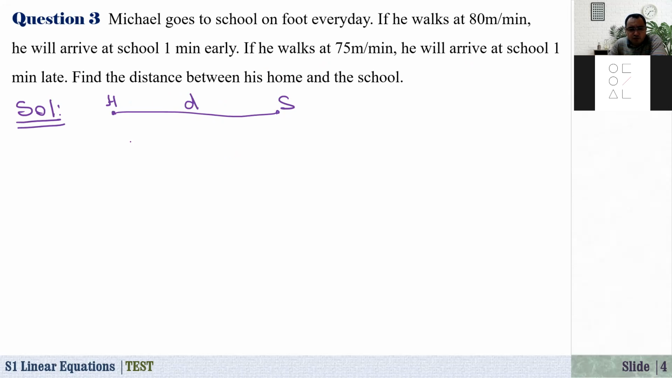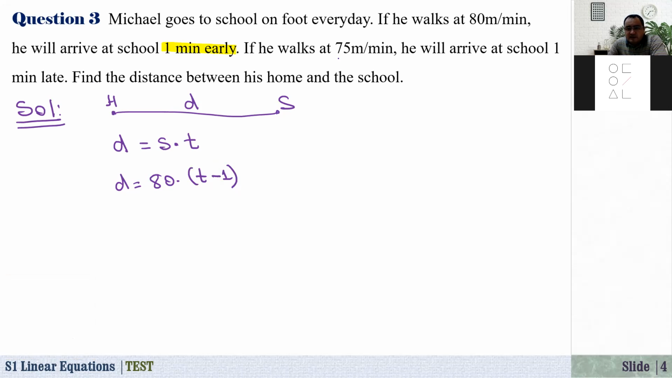Okay. So what is the usual time? His usual time is, if he walks at the speed of s meters per minute, he will arrive at school in t minutes. But the question is saying that for the same distance, if he walks at 80 meters per minute, he will arrive at school 1 minute early. That means that 1 minute early is, what is it, the usual time? It is t minus 1. Okay, here it is 1.